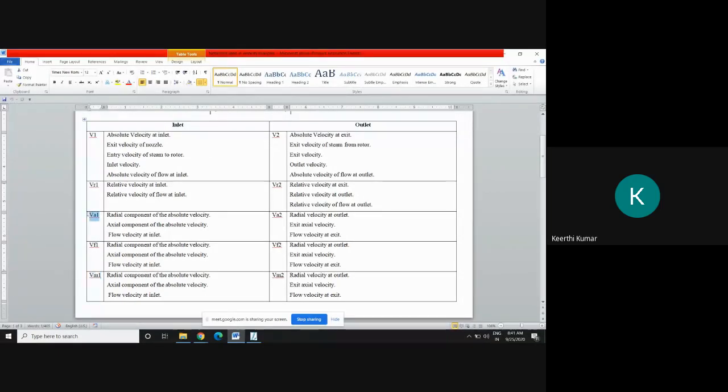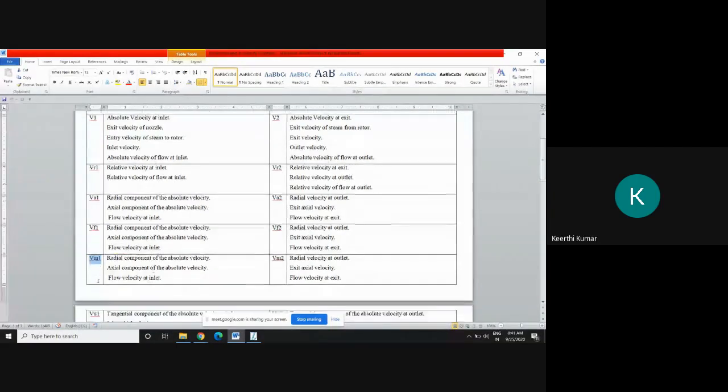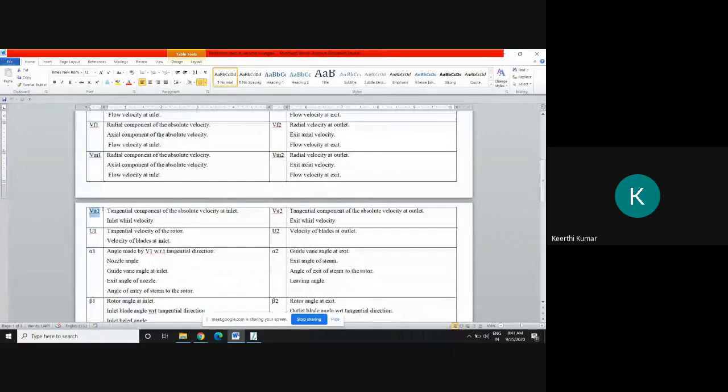As the steam turbine is an axial flow steam turbine, we give VA1. If it is hydraulic, I will consider it as a flow velocity. If it is a centrifugal pump, I will consider it as a radial component of velocity. So no problem, all these three are the same. And VU is nothing but whirl velocity. VU is a whirl velocity or tangential component of absolute velocity at inlet. We will call VU the whirl velocity or tangential component of absolute velocity at inlet.